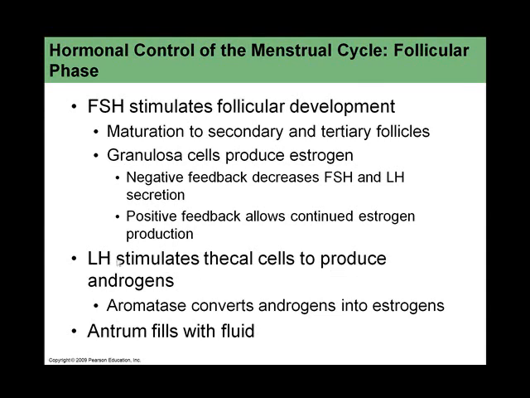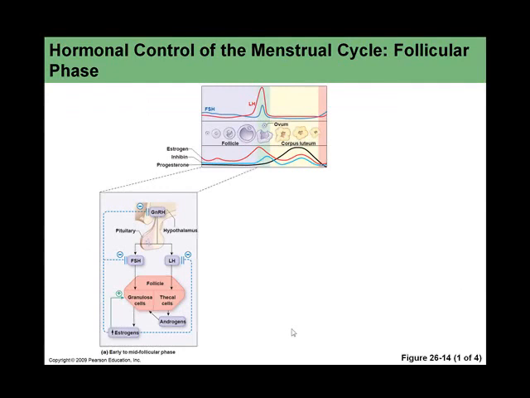The LH stimulates the thecal cells to produce the androgens. Aromatase converts androgens into estrogen, and the antrum fills with fluid. So here we are looking at this follicular phase. It can be looked at in the early and the late follicular phase, or just the peri-ovulatory phase. So we'll look at the early to the mid follicular phase collectively here. You can break it down into a day-by-day series of events almost.